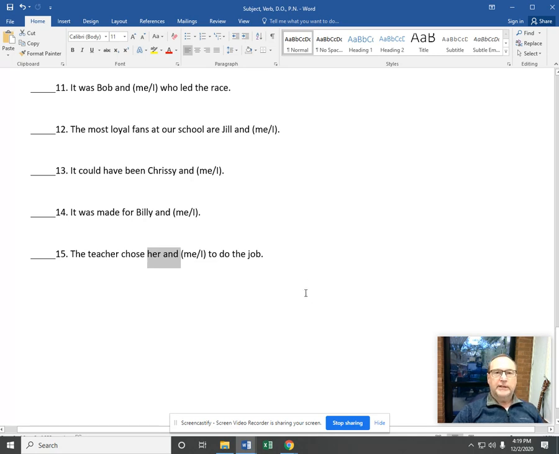So that's a little bit of an introductory level sort of rundown of how we choose the correct pronouns. Most of the time you just use the shortcut. You just leave the other person out. But when you catch yourself in a situation where there's a state of being verb, then it's going to be a little bit different, and you have to get into those complicated formulas that we used before.